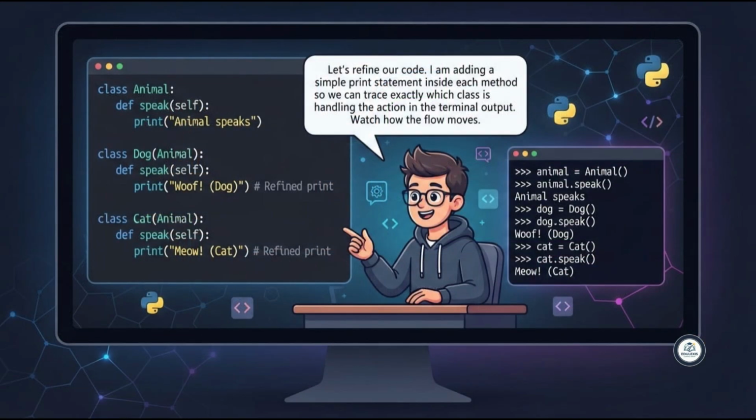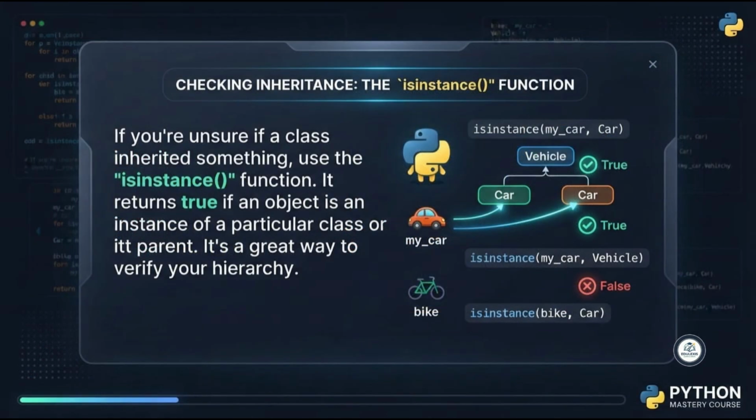Let's refine our code. I am adding a simple print statement inside each method so we can trace exactly which class is handling the action in the terminal output. Watch how the flow moves. If you're unsure if a class inherited something, use the isinstance function. It returns True if an object is an instance of a particular class or its parent. It's a great way to verify your hierarchy.